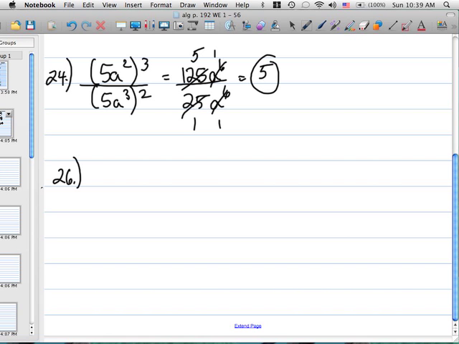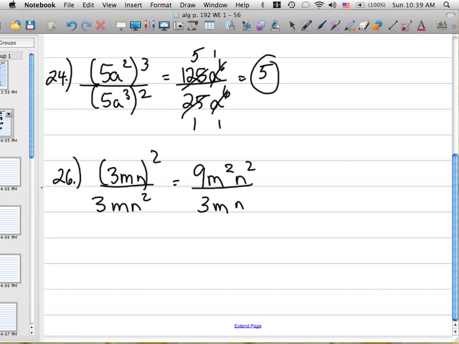Problem 26, the quantity 3mn squared over 3mn, squared. We have to take the product and square it, so 3 squared is 9, m to the first squared is m squared, and n squared over 3mn squared. Cancel the 3 and the 9, 3 goes in 3 times. Take out one m here, that leaves me an m here. The n squares cancel. So on top I have 3m, and on the bottom 1, so my answer is just 3m.